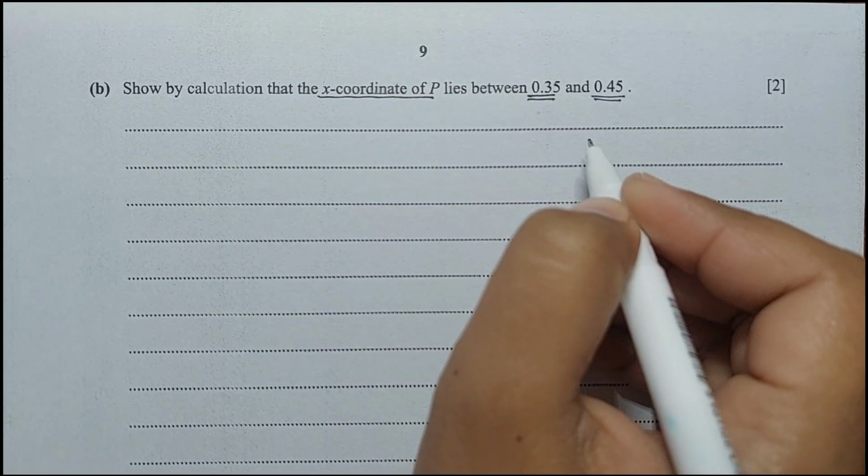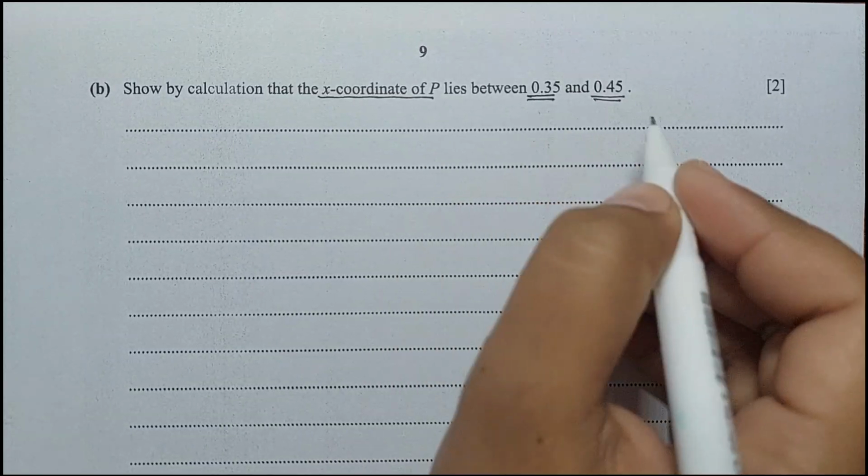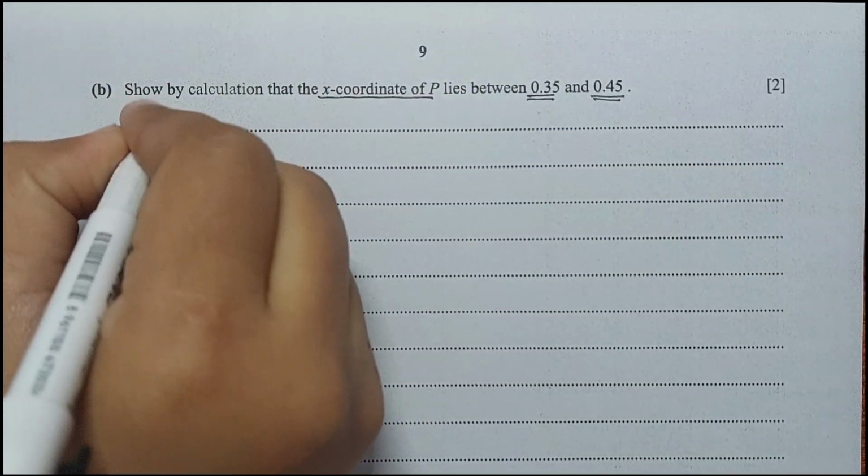Now for part B, show by calculation that the x coordinate of P lies between 0.35 and 0.45. If the x coordinate of P lies between these two numbers, then there must be a sign change.